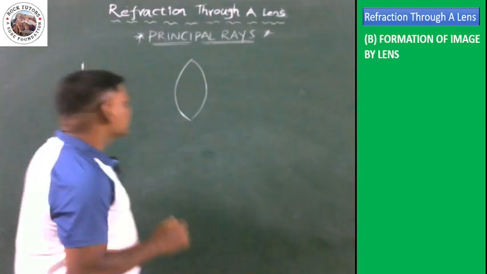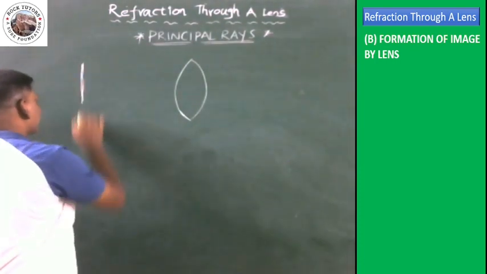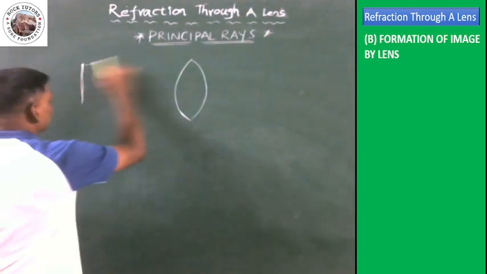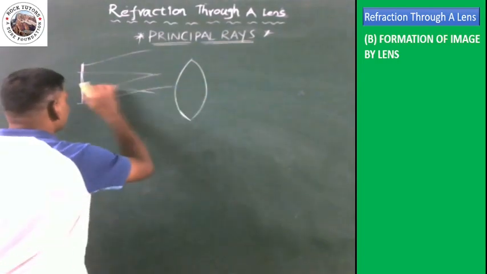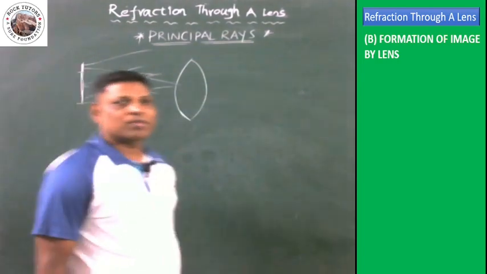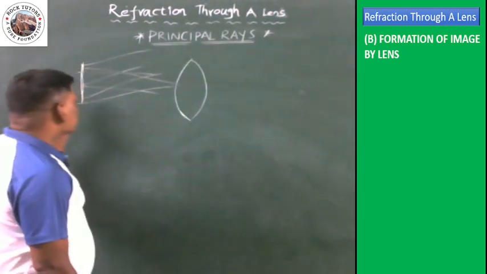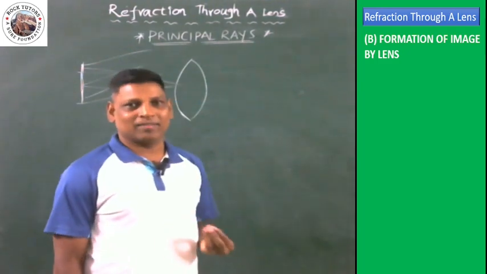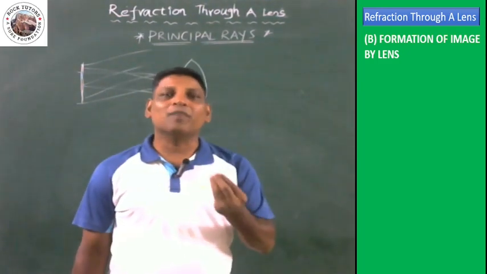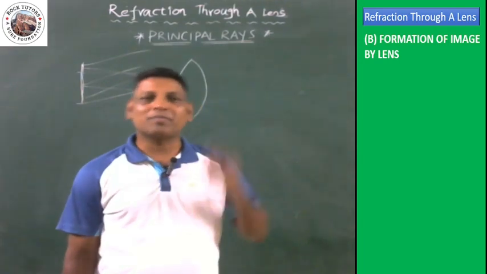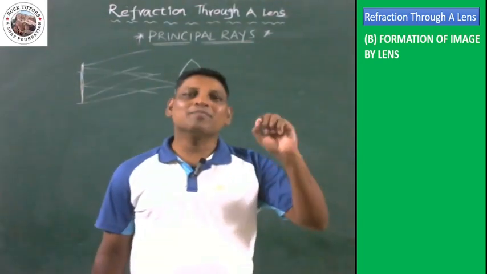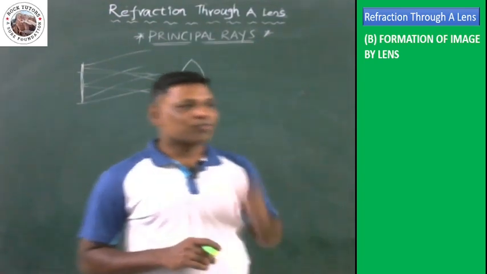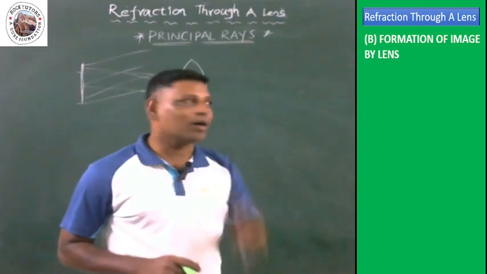Now we know that from this object so many rays will come, in so many directions like this. To join all these rays and form the image would be more complicated to understand. For that purpose, how many minimum rays are required to form an image? To form an image, we require a minimum of 2 rays.